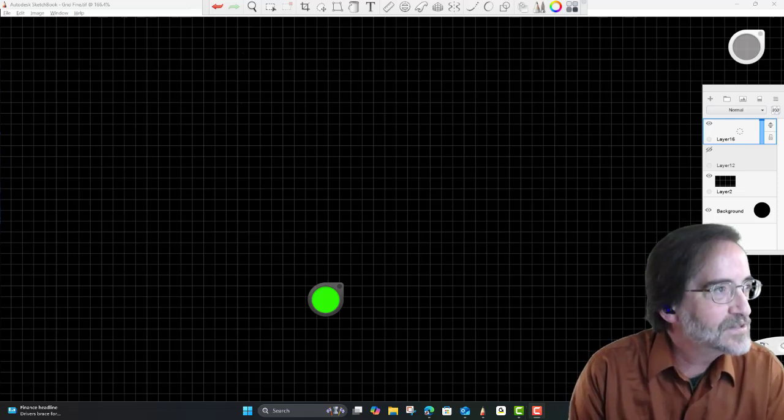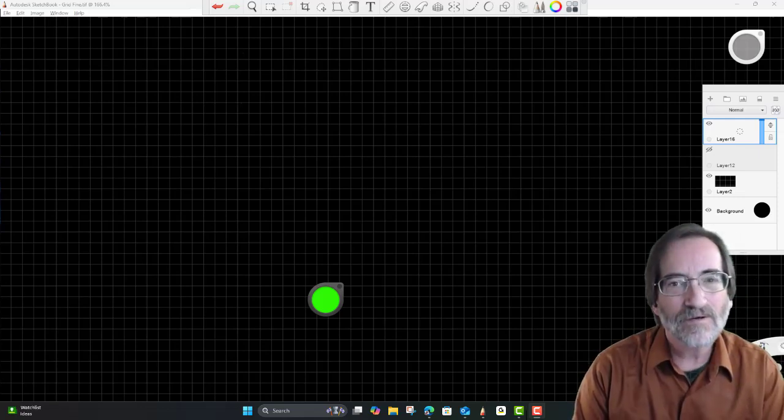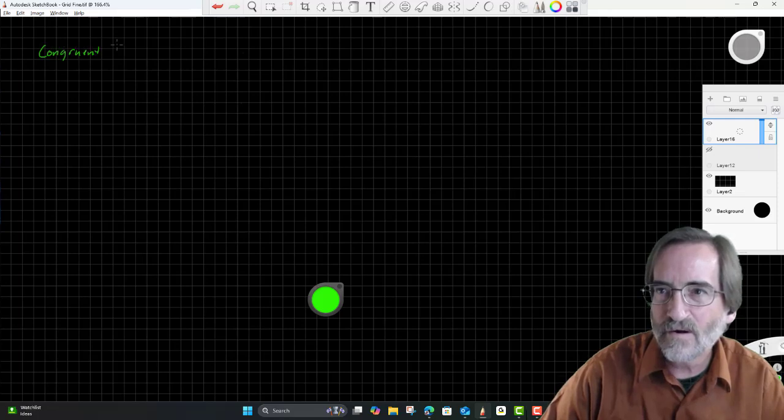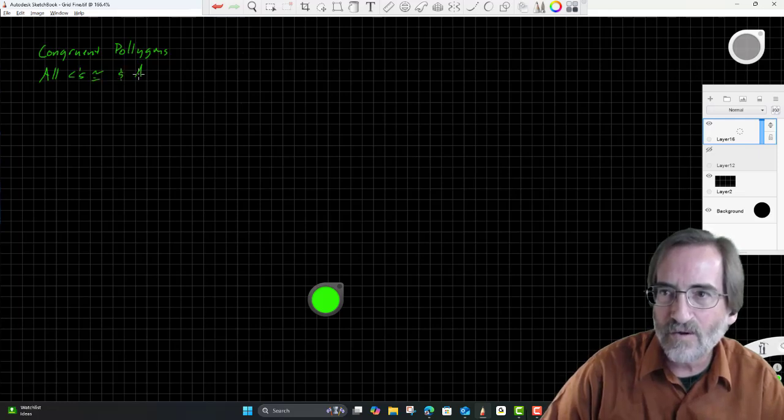All right, this is Unit 8, Lesson 5 in Geometry A, definition of similar figures. Let's define congruent polygons first. Congruent polygons have all angles congruent and all sides congruent.